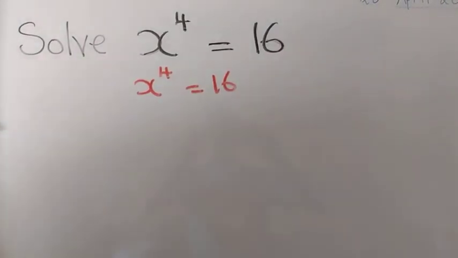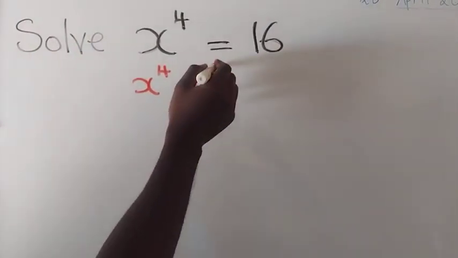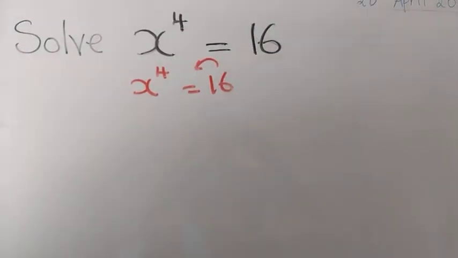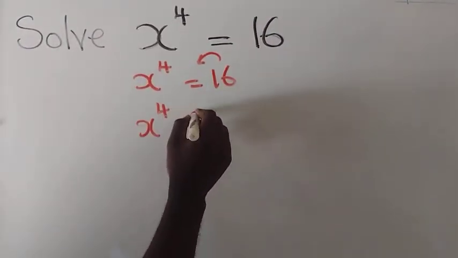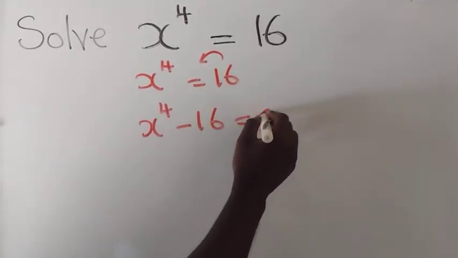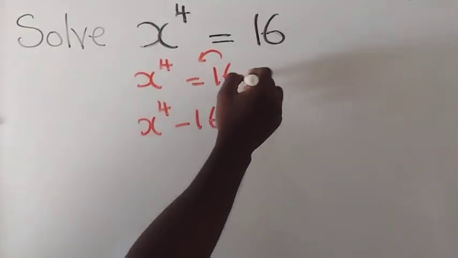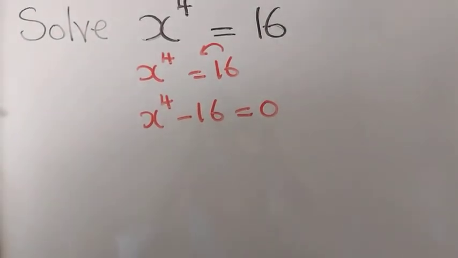Okay, so from there, this 16 goes to that side. We're going to have x raised to the power of 4 minus 16 equal to what? 0. So it means on the right hand side, we have remained with a 0.